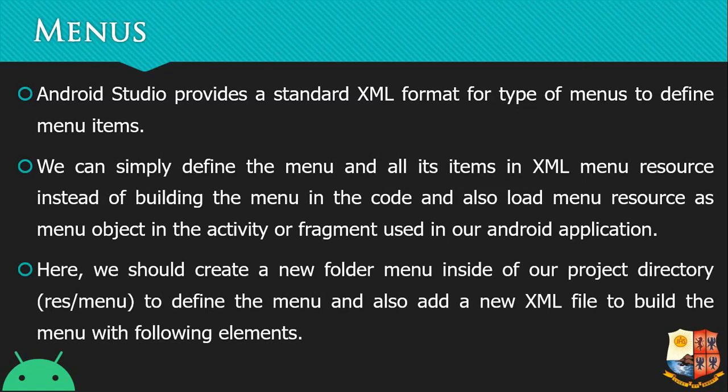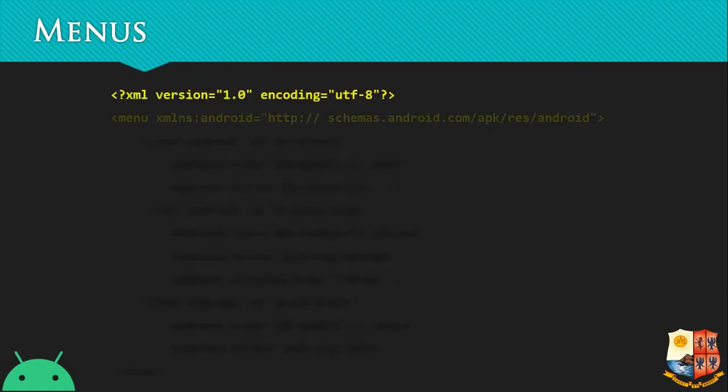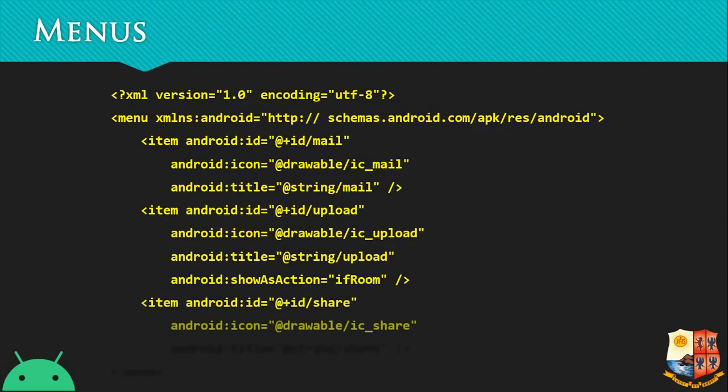Moving on, we should create a new folder called menu inside your project directory where the resources are stored. In the resources folder, in the previous classes we created a raw folder. Here we'll be creating another folder called the menu folder, and we'll add a new XML file to build the menu. Let's see how it will look. I'll just show you some XML code. Don't get confused. None of this will be typed by me, I'll just be generating it. But look at the code.